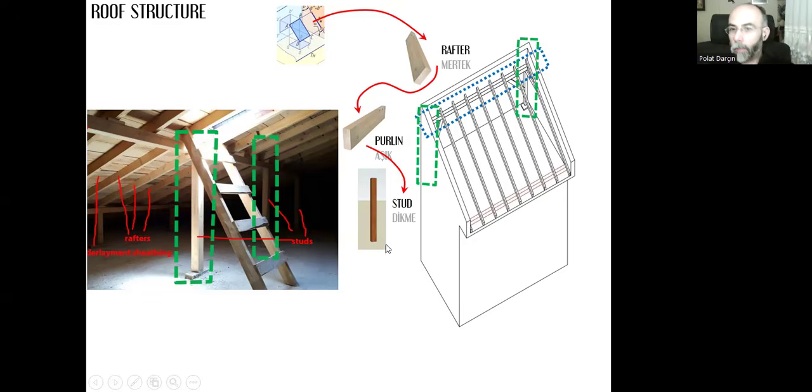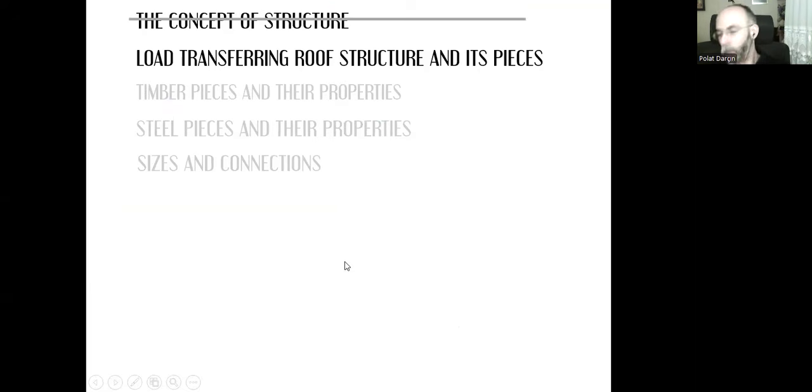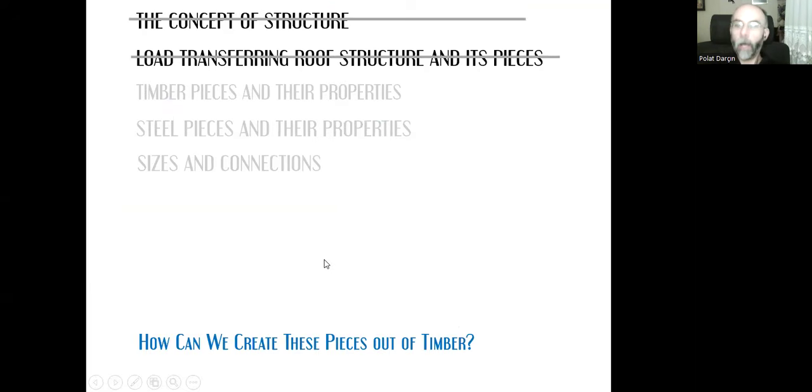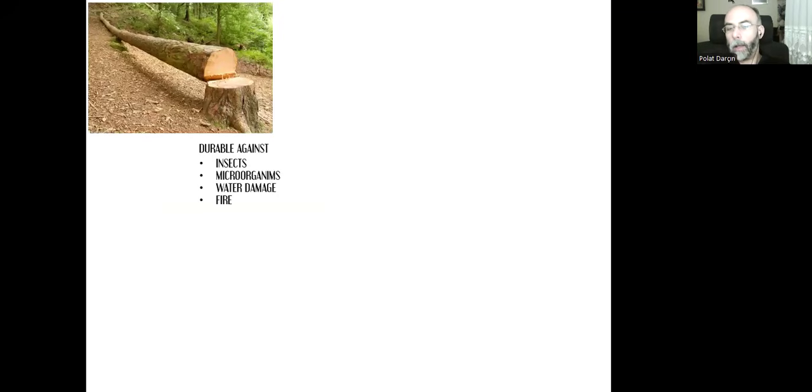And we know that if it's a reinforced concrete building structure, that reinforced concrete floor will be carried by reinforced concrete beams, and each beam will transfer its loads to the columns. How can we create these rafters, purlins, and studs out of timber? We need to remember what we have learned last semester, the timber pieces and their properties.